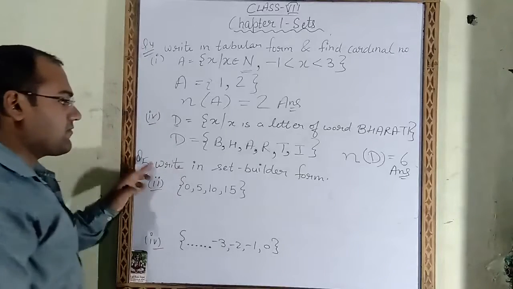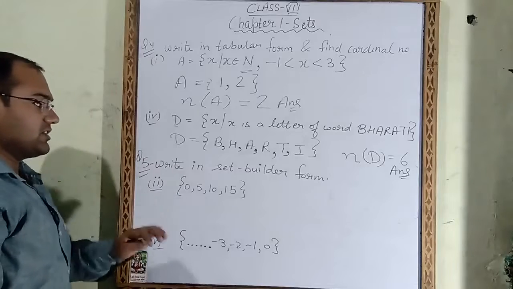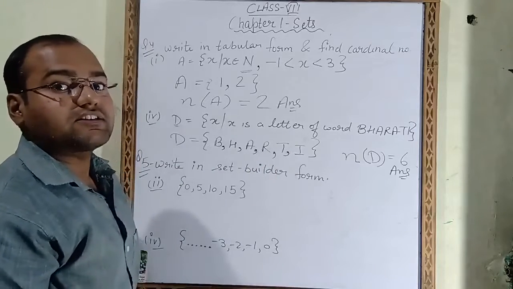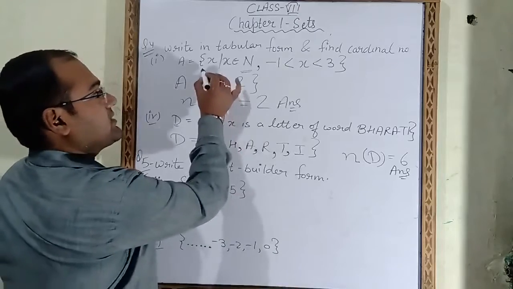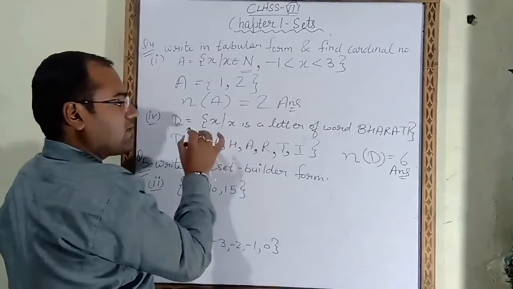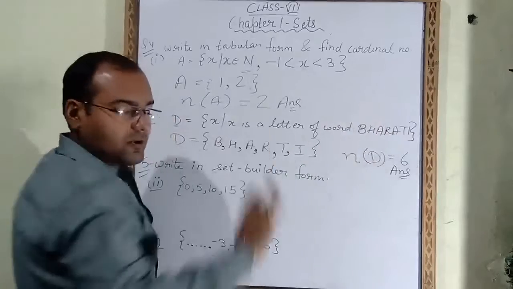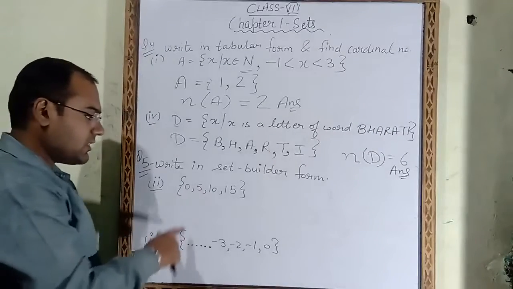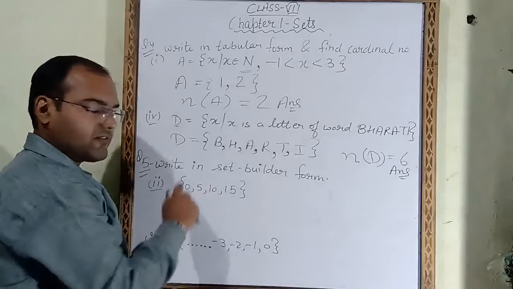Now see question number 5. The fifth question is to write in set builder form. We have to write in set builder form. Set builder means we have to write like this. This is the set builder form. This is also a set builder form. First, part number second: 0, 5, 10, 15.